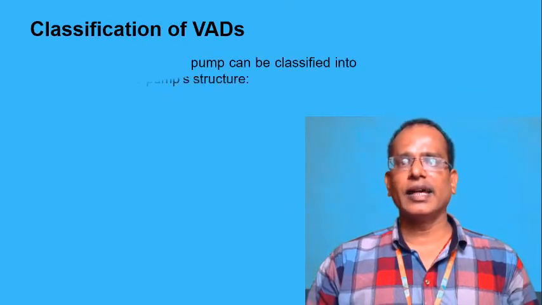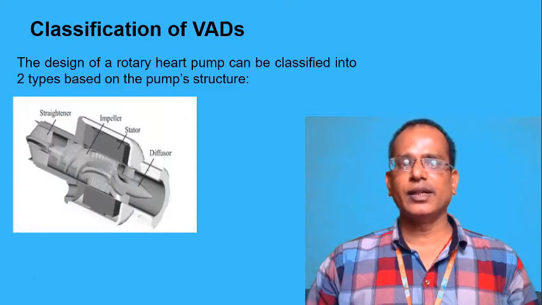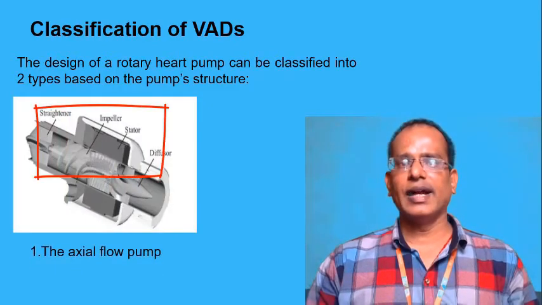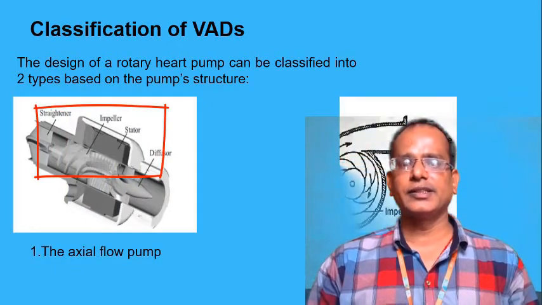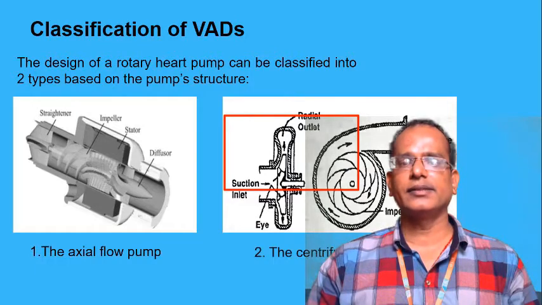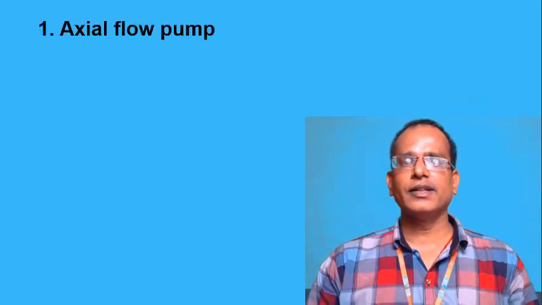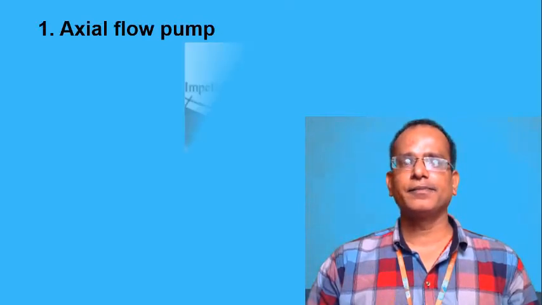Now we will go for a classification of pumps based on the pump structure. Here there are two types of pump based on pump structure. First one is called the axial flow pump. Second one is called the centrifugal pump. First we will discuss the axial pump.